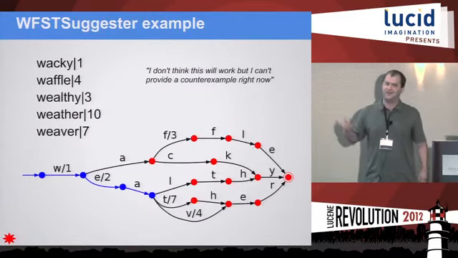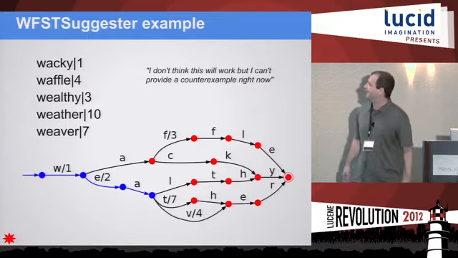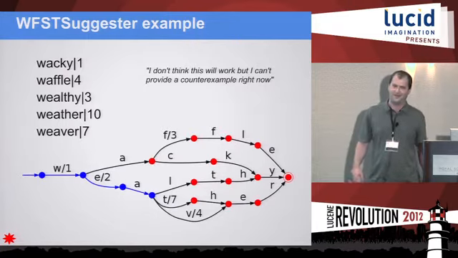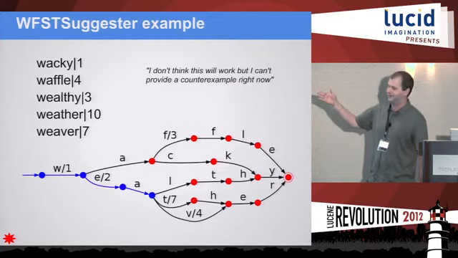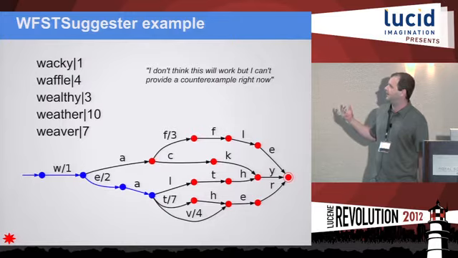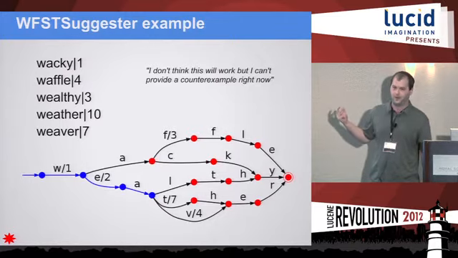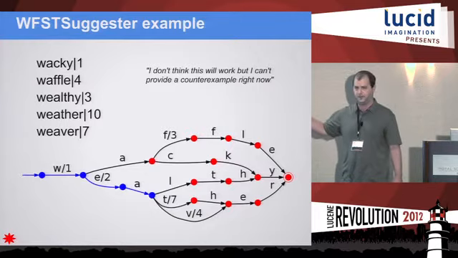This was the quote when we first started talking about this from David Weiss. He said, I don't think this will work, but I can't provide a counterexample right now. So when we started talking about the math behind this, imagine this is your query suggestions. You only have 5. And in this case, what we say is the lower weights are better. They're like costs. And so this is what the WFST, a weighted FST, would look like here.